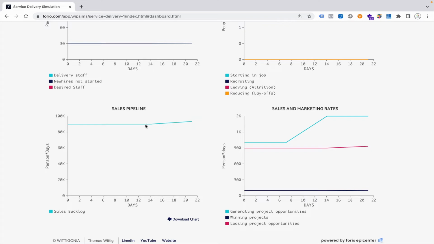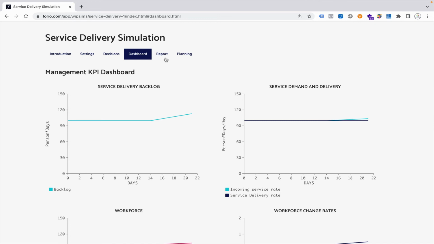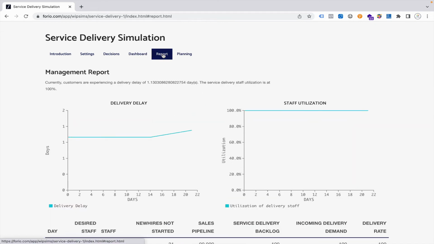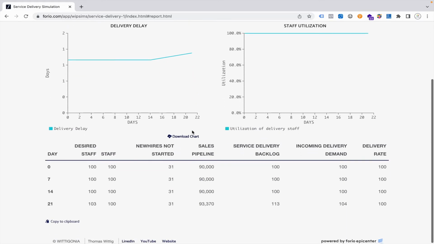One thing that I should mention is if you move the mouse over the lines here, you should get some tooltips, which is basically giving you the exact value. So here you see in month 22, we had about 93,000 person days worth in the sales pipeline. Now, that doesn't mean that these person days are all coming through. Again, our loss rate is fairly small. But we see now that also the delivery delay is increasing, which means that we should probably hire more people.